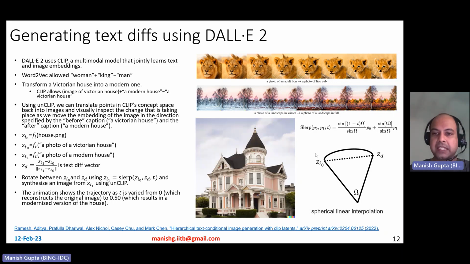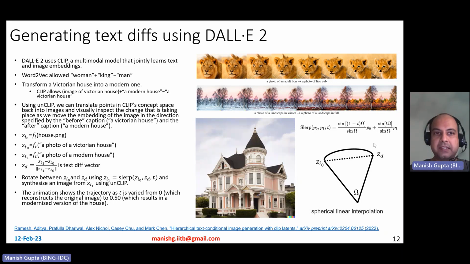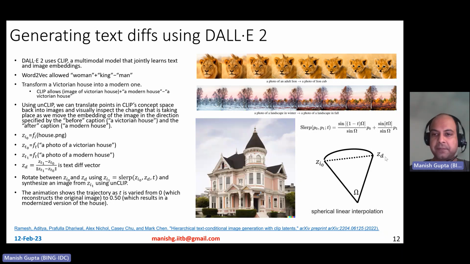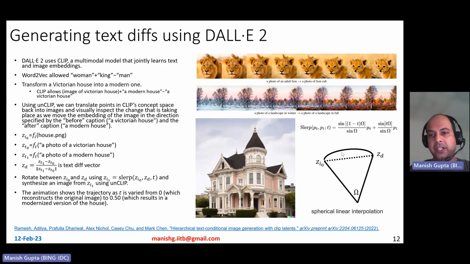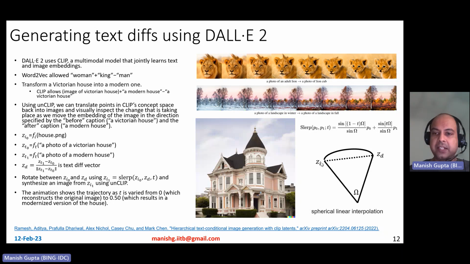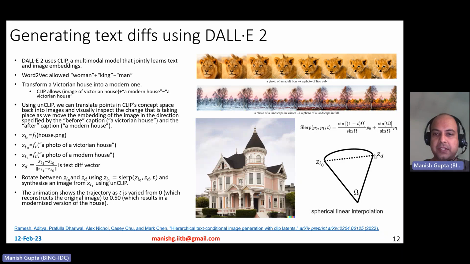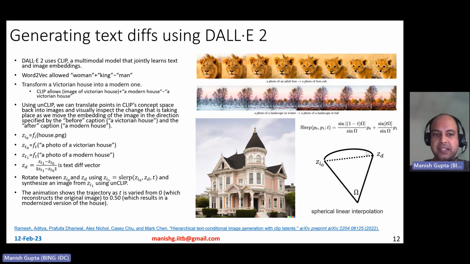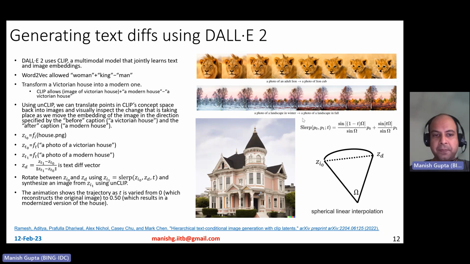What we want to do is to basically start with the original image and essentially add the modern house and subtract the Victorian house. That is basically move towards the diff vector. Now you could do a linear interpolation, also called LERP, or you can do a spherical interpolation, which is a spherical linear interpolation, basically moving around this arc. So what people do in this paper is to rotate between Zi0 and Zd using the SLERP function, which is spherical linear interpolation defined as follows.